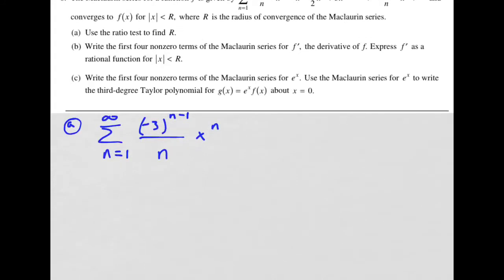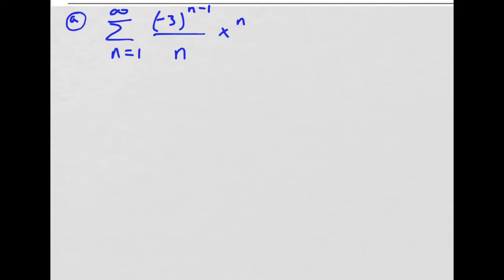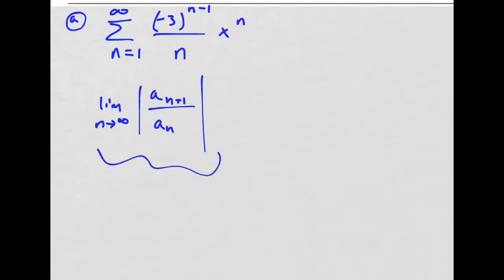Then it says use the ratio test to find r. That's hopefully pretty straightforward. We've definitely done this before, many times. The ratio test says if I take the limit as n approaches infinity of the absolute value of a sub n plus 1 divided by a sub n, and if I get less than 1, then I get convergence. But since this is finding the interval of convergence, I'm just using this part. So this is what I have to figure out.